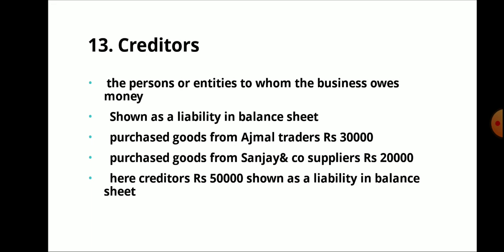13th one, creditors, the persons or entities to whom the business owes money. Shown as a liability in the balance sheet. Purchased goods from Ajmal Traders for rupees 30,000. Purchased goods from Sanjay and Co suppliers for rupees 20,000. Here, creditors rupees 50,000 shown as a liability in balance sheet.